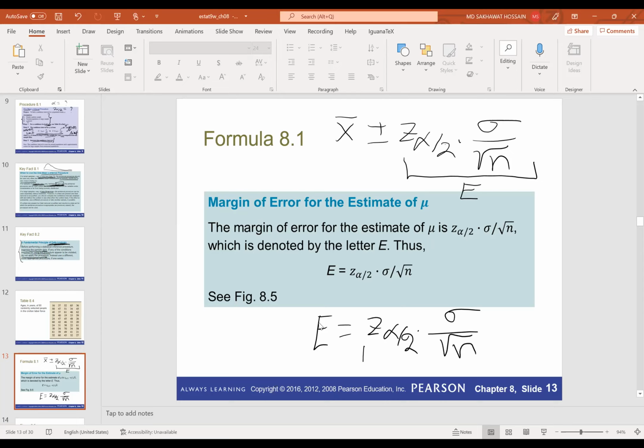So z alpha over 2, this part, is called the critical value. And this part is called the standard error, SE. So the product of the critical value and the standard error is called the margin of error. Margin of error means the error margin of the confidence interval. That means how much error you are making to estimate the mu.